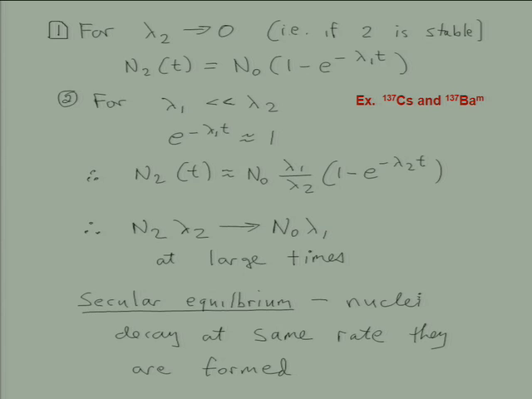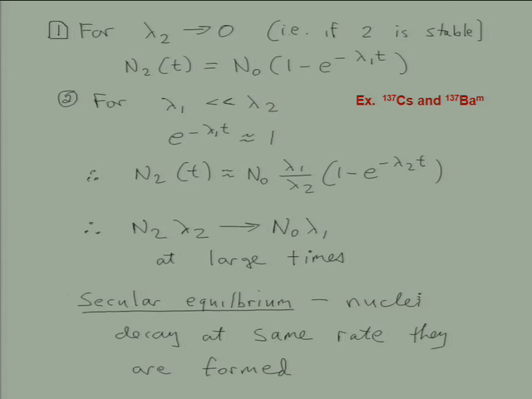So if I wait long enough, all of the parents decay into the daughter, and I haven't created or destroyed any atoms, so the number of the daughters eventually becomes what the initial number of the parent was. Okay, so that's a very simple case where the parent is radioactive and the daughter is stable.